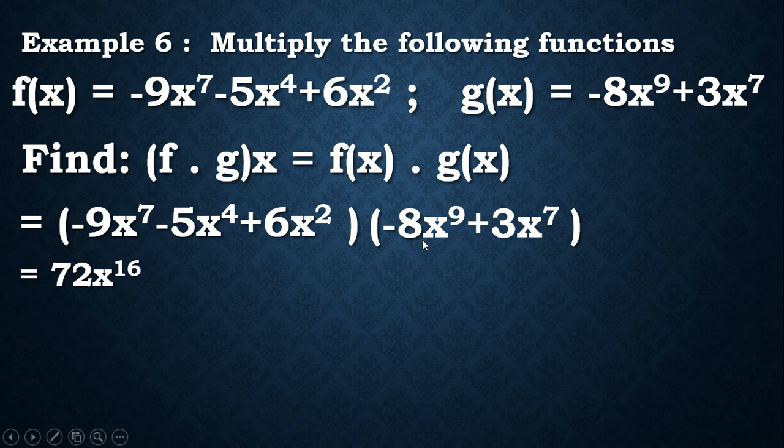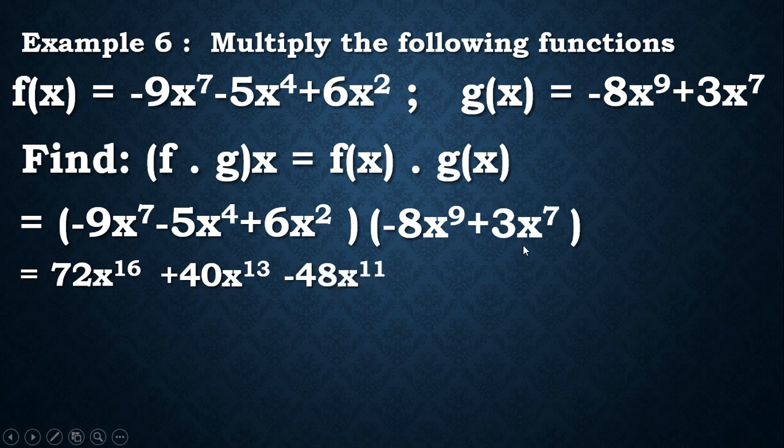And then we have to multiply negative 8x to the 9 to negative 5x to the 4th. 5 times 8, 40. Negative times negative, positive. 9 plus 4, 13. So we have plus 40x to the 13. And then you have to multiply negative 8x to the 9 to 6x squared. 6 times 8, 48. Negative times positive, negative. 9 plus 2, 11. So we have negative 48x to the 11.